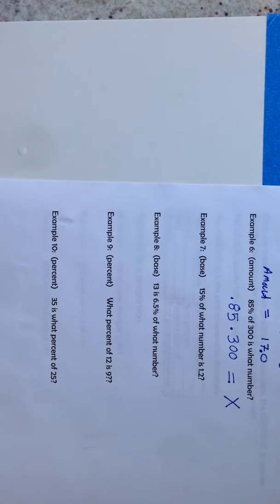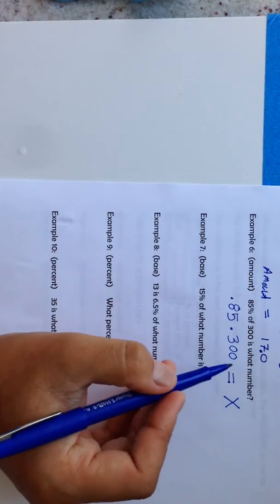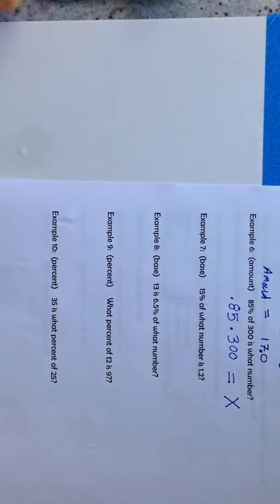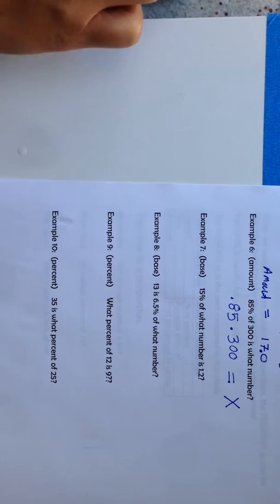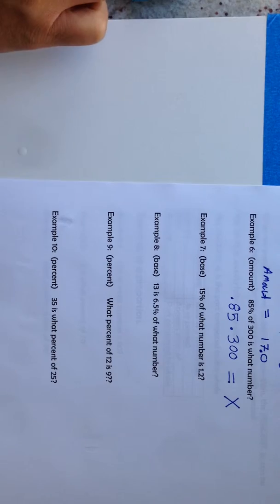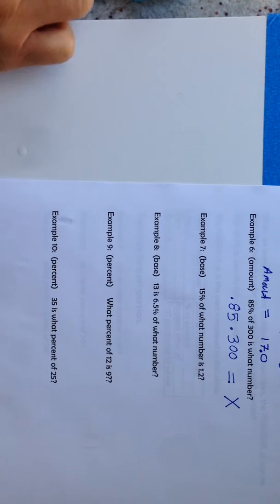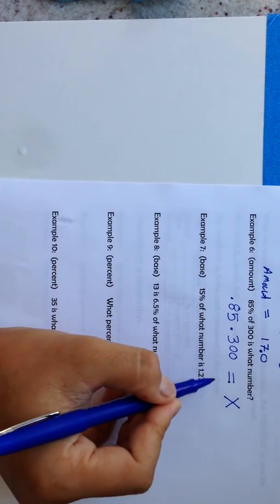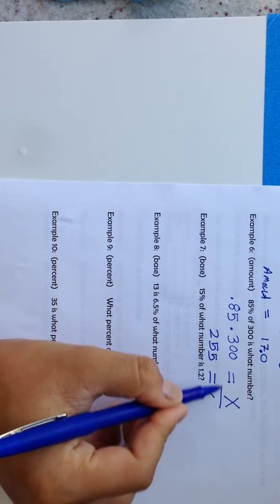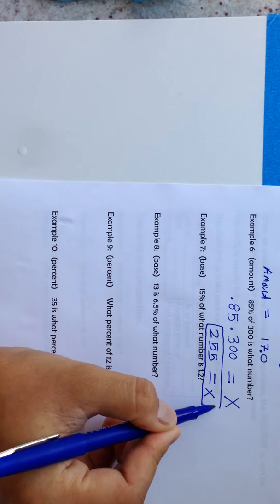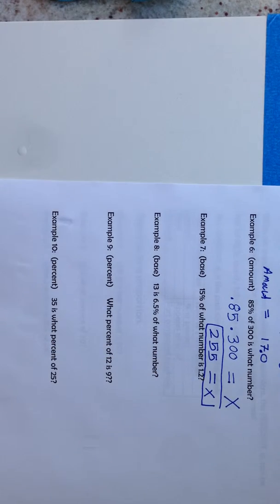So to make things easy, I'm going to go ahead and multiply and see what it is. So 0.85 times 300 is going to give us 255. So you save $255 from the original cost, which is $300.